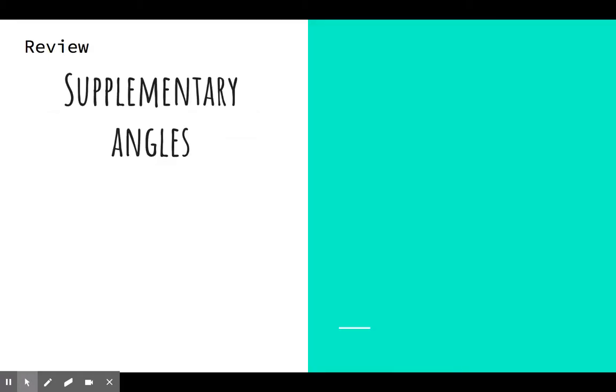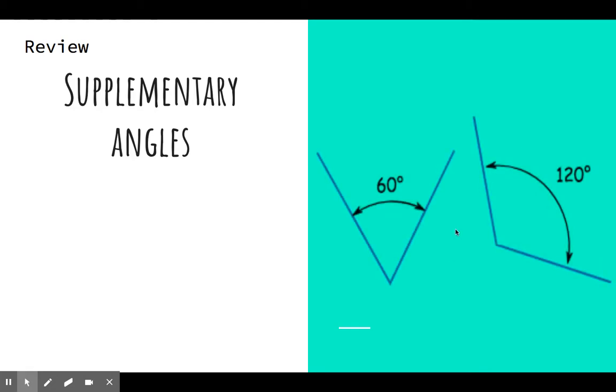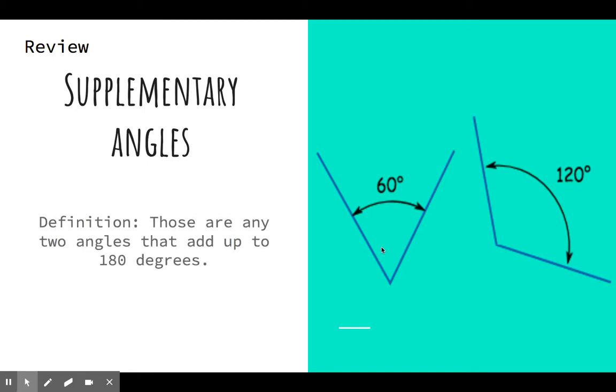Okay, what about supplementary angles? So I can say that these two are supplementary angles, and if you notice, if we add 120 plus 60 degrees, we get 180. So it's exactly that. Supplementary angles are two angles that add up to 180. So those are supplementary angles.